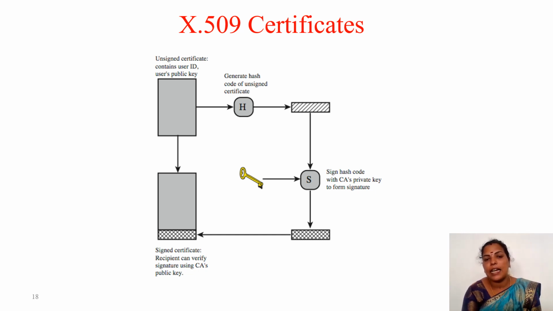Then the signature is attached to the certificate, so we get the signed certificate. The recipient can verify the signature using the certificate authority's public key. So we have a certificate authority. In X.509 certificates, we have a certificate authority.